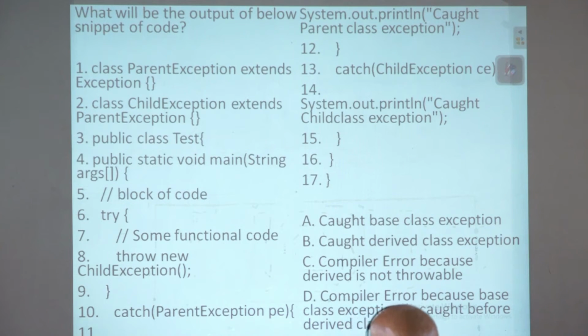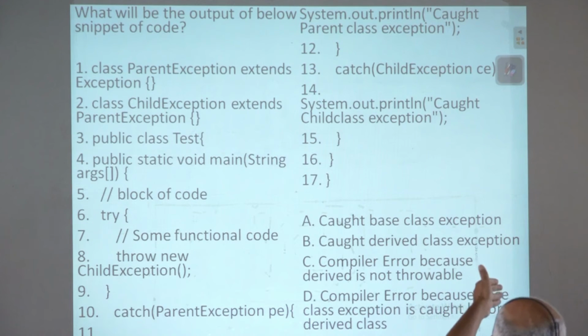So it will give a compilation error. That is what has happened here. The base class exception, that is generalized, is above and the specialized is below. So it will give an error right there. Compile error because the base class exception is caught before the derived class exception. That D is the answer. Not allowed. Specialized first, generalized later. Violating that rule. So the answer is D. Next.